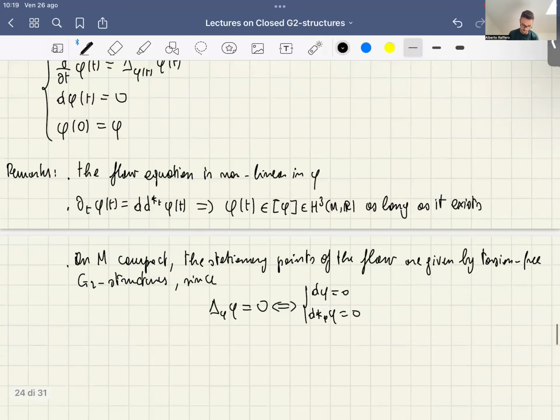But let us also observe that if we restrict our attention to closed G2 structures, as we are doing here, then the stationary points of the flow are given by torsion-free G2 structures, even in the non-compact case. Let's write it in this way.